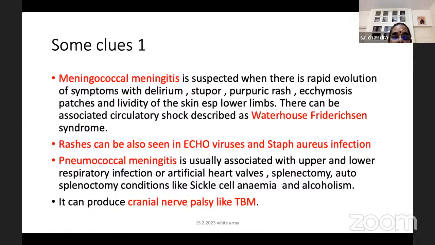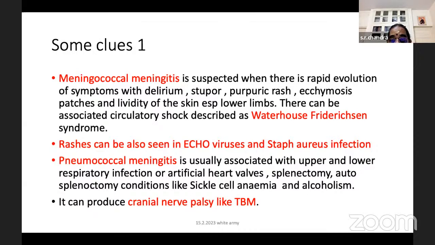Rashes can also be seen in echoviruses and Staphylococcus aureus infection. Pneumococcal meningitis is usually associated with upper and lower respiratory infection or artificial heart valves, splenectomy patients, autosplenectomy conditions like sickle cell anemia, and alcoholism. And if there is associated cranial nerve palsy, think of tuberculous meningitis, but H influenzae meningitis, even though it's an acute meningitis, can present with cranial nerve palsy.